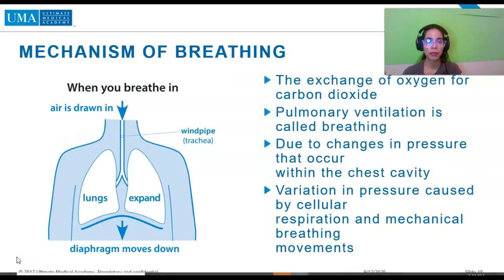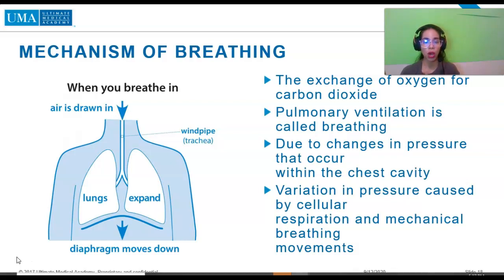Mechanism of breathing. The exchange of oxygen for carbon dioxide is known as breathing. We have pulmonary ventilation, which is called breathing as well. And again, pulmonary ventilation just involves the lungs. Due to changes in pressure that occur within the chest cavity, oxygen is able to enter through our nasal cavity, moving down through the trachea and entering the lungs.